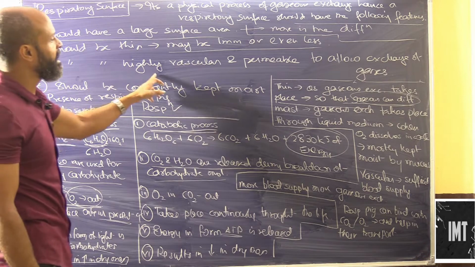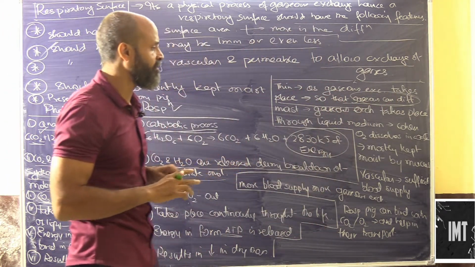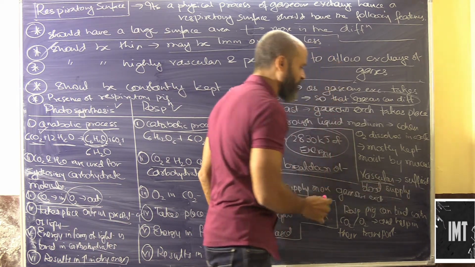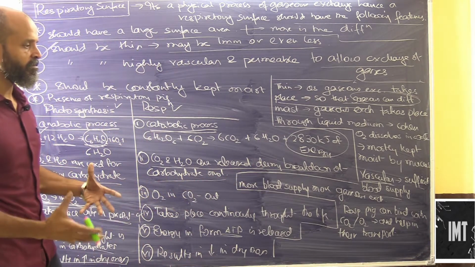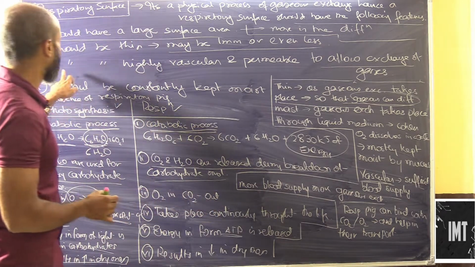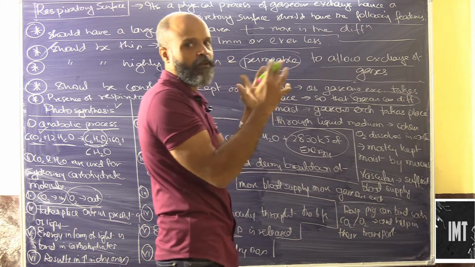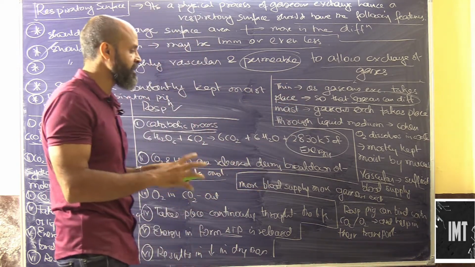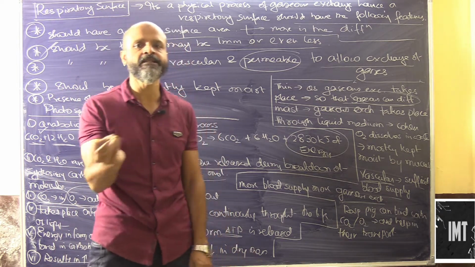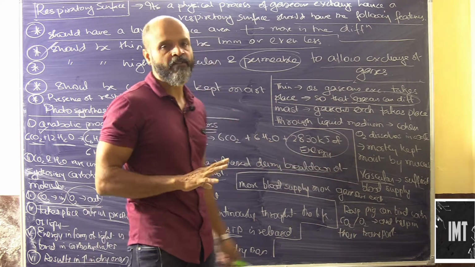It should be highly vascular and permeable to allow exchange of gases. Why highly vascular? Because vascular means there has to be a sufficient supply of blood. More blood supply will result in more gaseous exchange. Highly vascular means there should be enough blood supply, because we know that blood is the one which carries and supports the exchange of gases. So it should be richly supplied with blood.